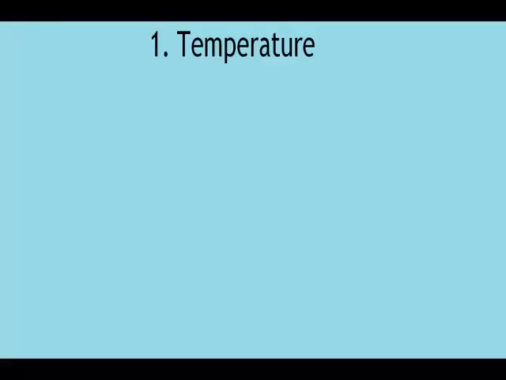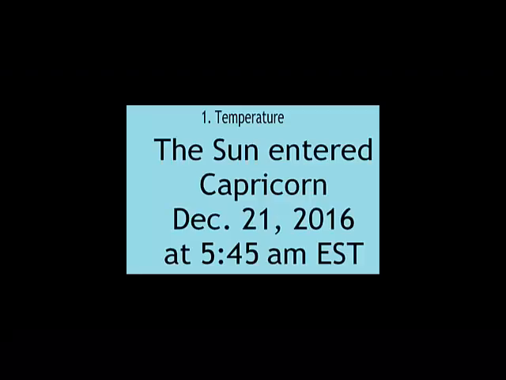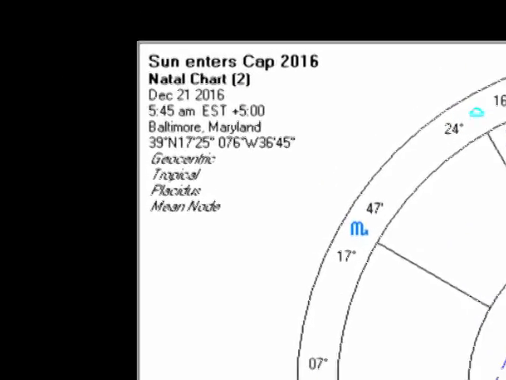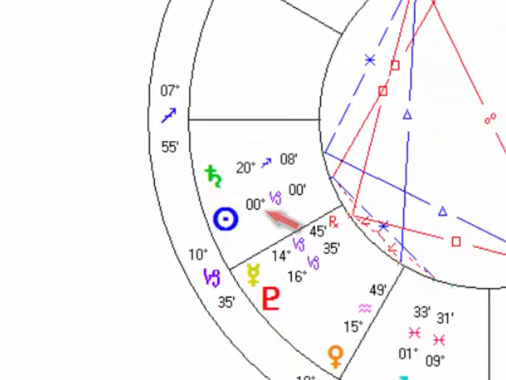In this particular video, I will be concentrating on the weather here in Baltimore from February the 10th to about February the 20th. February the 10th lies in the middle of winter, and winter begins when the sun moves into Capricorn, and that happened December 21st, 2016 at 5:45 a.m. Eastern Standard Time. And now we have to make a chart for that exact moment. And here's the chart. December 21st, 2016, and the sun is in 0 Capricorn. We will discuss this chart in detail later.